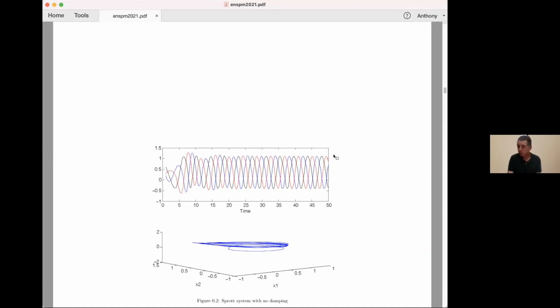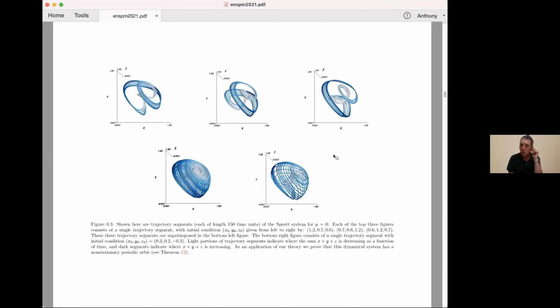And the same is true of the repressor later. That's the nice thing about it. And the orbits have a rather beautiful complexity. If one does a better simulation, these are Matt Qualheim simulations using Python rather than MATLAB. So here are some trajectories of the Sprott system. Here are some trajectory segments of 150 time units for mu equals 0. Each of the top 3 figures consists of a single trajectory segment with a different initial condition. You can see it has this rather beautiful behavior. And these 3 trajectories are superimposed in the bottom left figure. So you can see that you get something that looks a little bit like a torus.